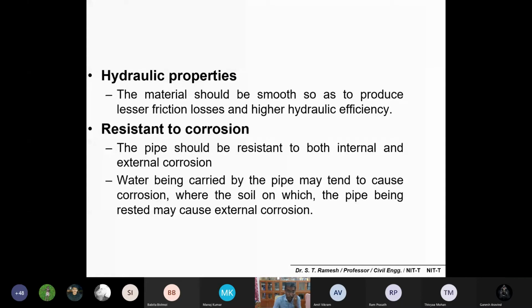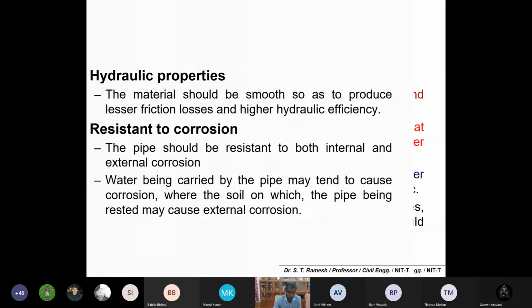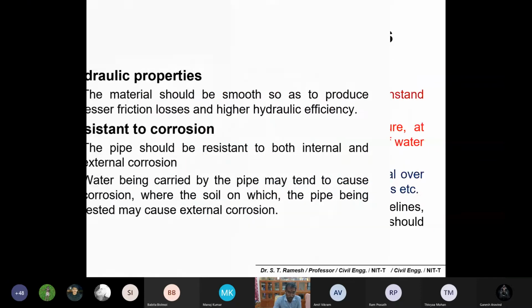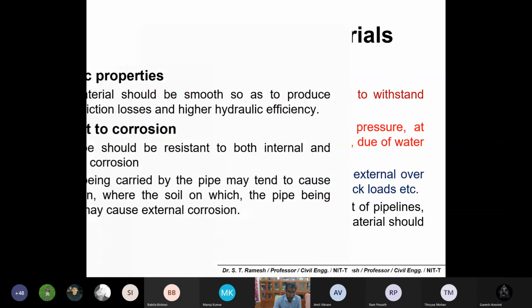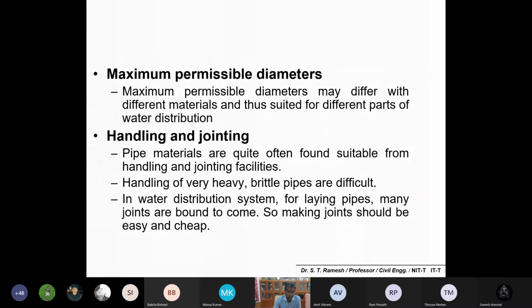Number one, strength, that is, it withstands pressure, overburden load, wheel load, impact load, and shock loads. The second point is that it should offer lesser frictional losses and higher hydraulic efficiency, and resistance to internal and also external corrosion.